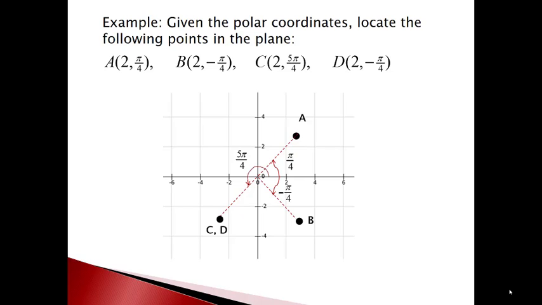To locate point C, first we rotate counterclockwise and draw a ray from O that makes an angle of 5 pi over 4 with the polar axis. The point C is located on this ray so that the distance OC is 2. To locate point D, first we rotate clockwise and draw a ray from O that makes an angle of pi over 4 with the polar axis. Since the radial coordinate is negative, the point D is located on the opposite of this ray, so that the distance OD is 2.